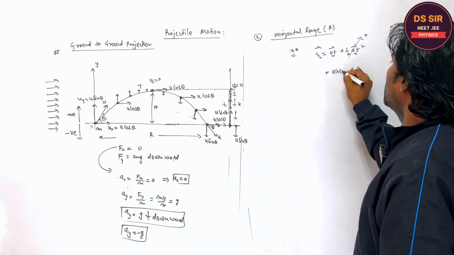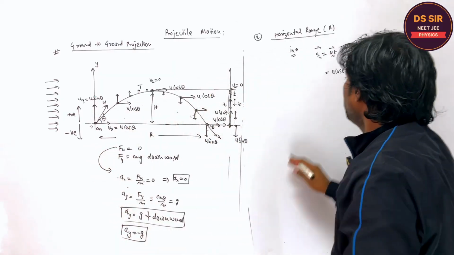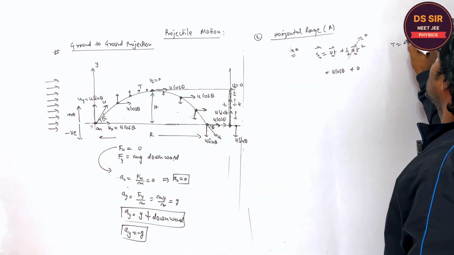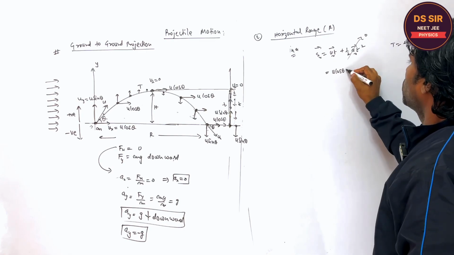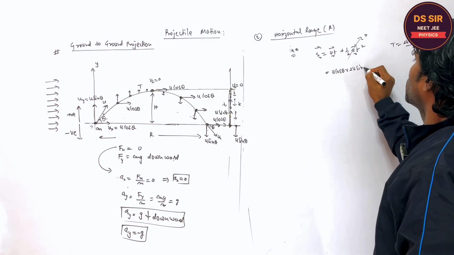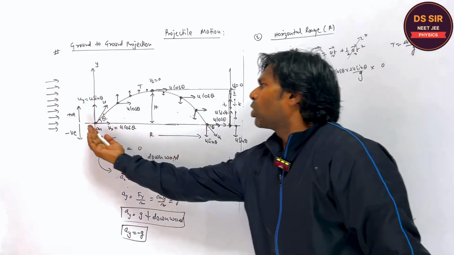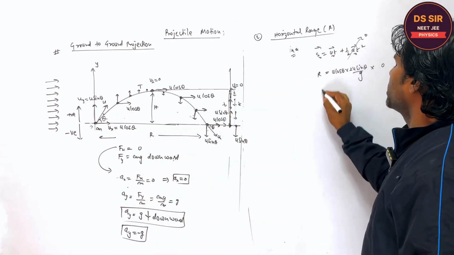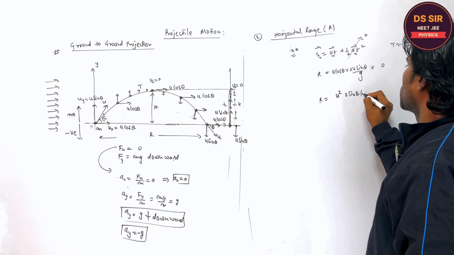It is u cos theta. Listen, one thing: when it is moving from here to here, what was the time? It is 2u sin theta upon g. Is it clear or not? So the total time is 2u sin theta upon g, and this term is 0. And in the horizontal direction, what is the displacement? It is the range. R is equal to u square 2 sin theta cos theta.